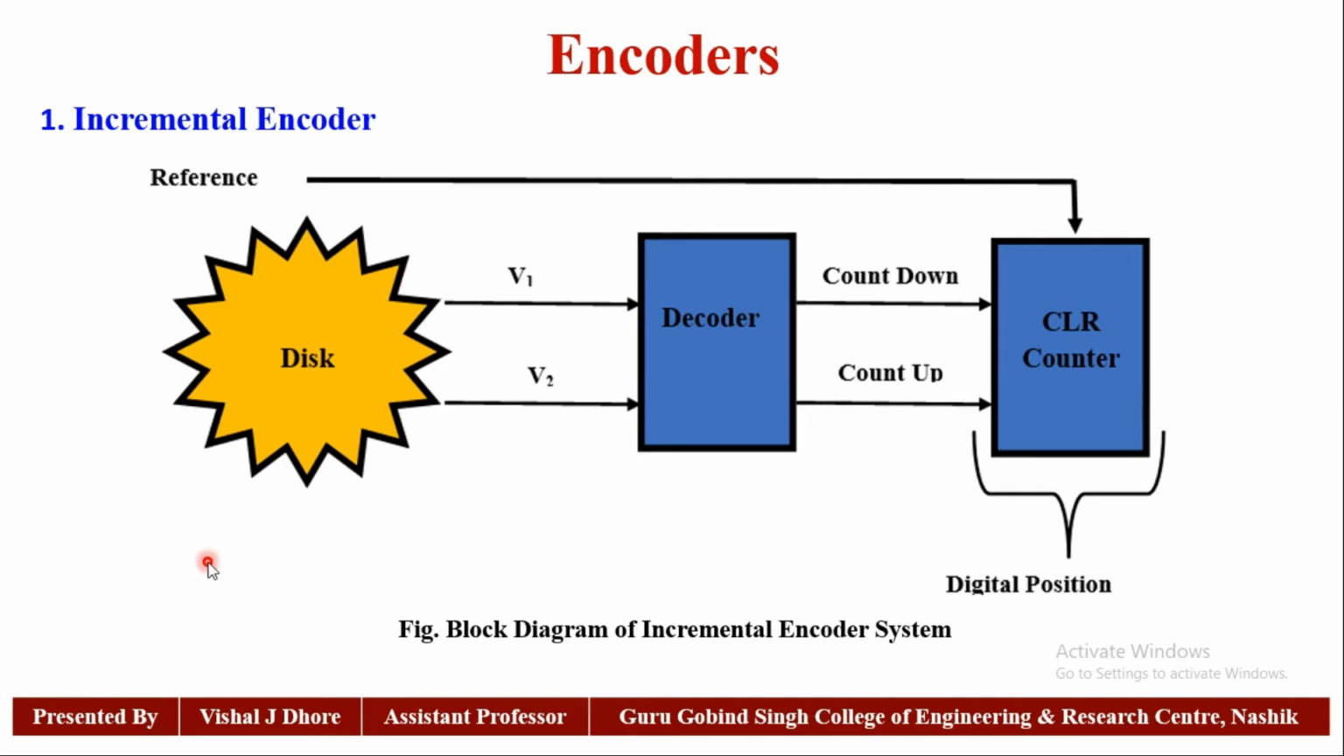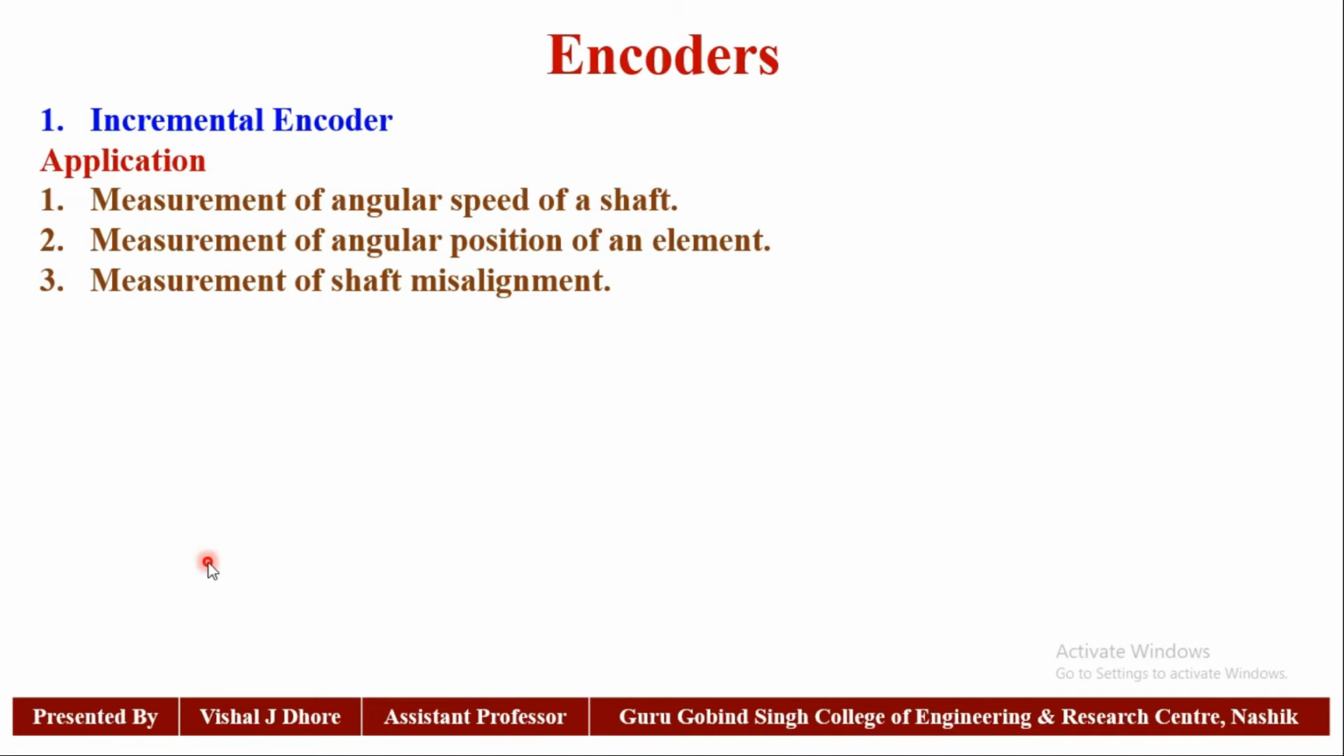Let us discuss some applications of incremental encoders. The first application is measurement of angular speed of a shaft. Second one is measurement of angular position of an element. And last application is measurement of shaft misalignment.